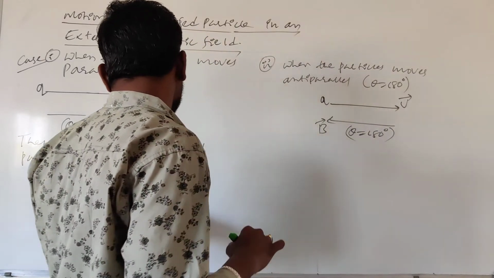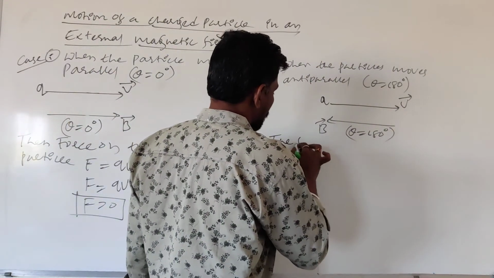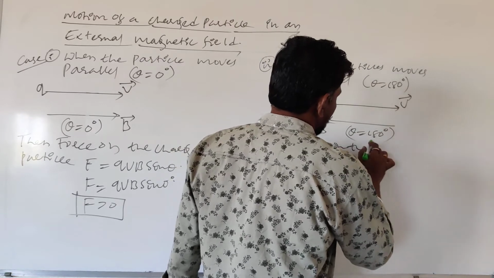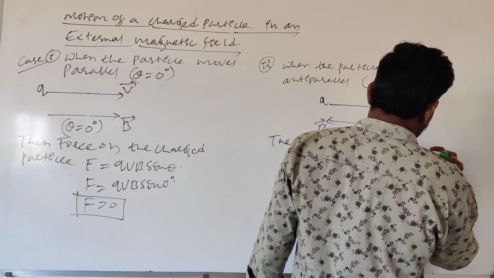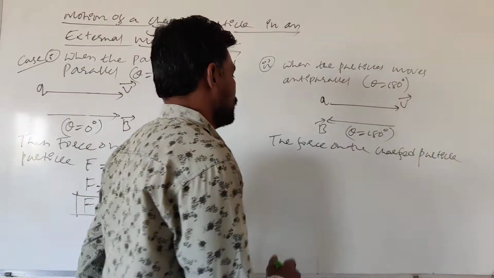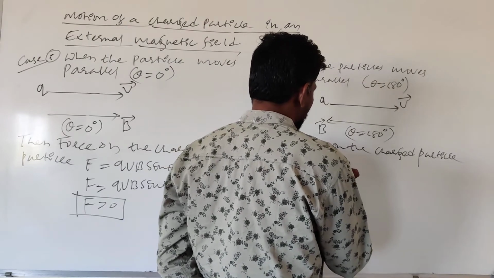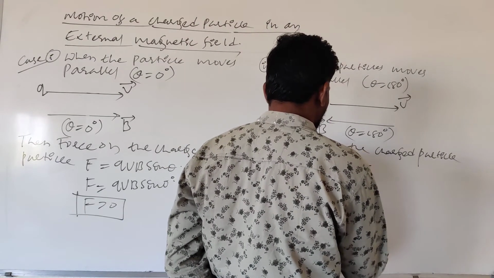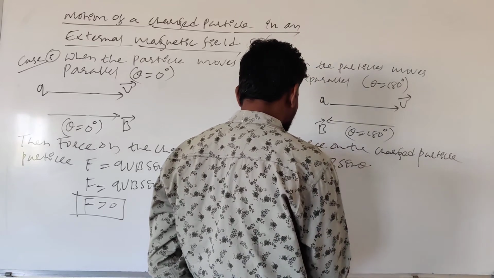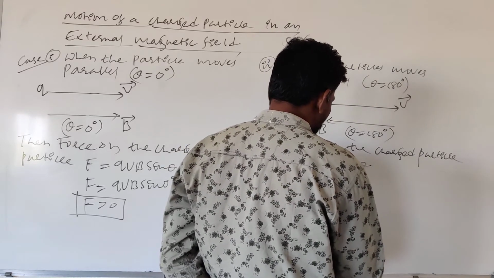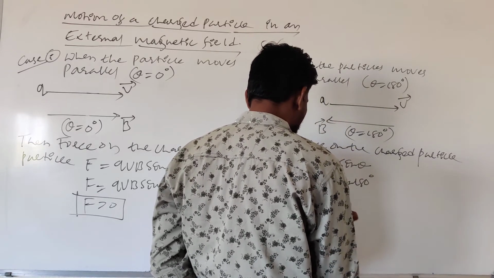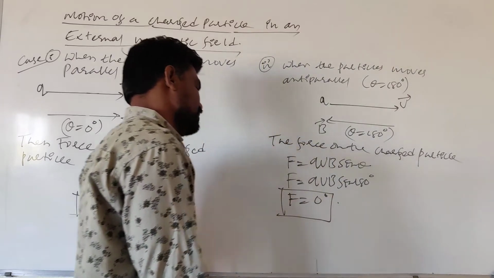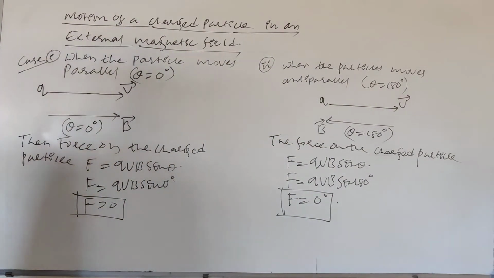So then the force on the charged particle: F is equal to QVB sin theta. So F is equal to QVB sin 180 degree. So F is equal to 0. Once again, F is equal to 0 here, or the force is minimum also.